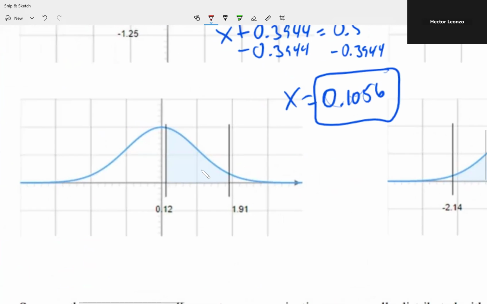Let's take a look at this one. Oh, I have two z-scores. 0.12. I'm not going to show the screen of the table, but 0.12 gives me 0.0478. So I know this red region, because remember it's from the z-score to the mean. So that little space, 0.12, is 0.0478.